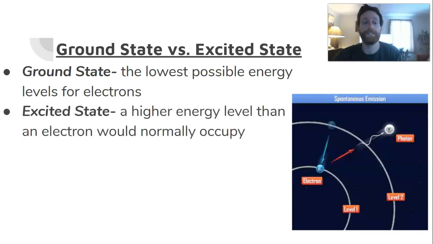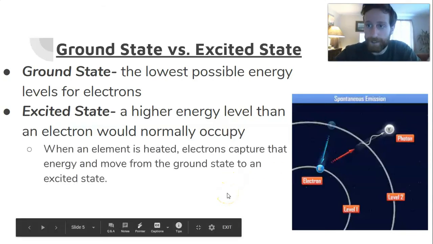A different state is an excited state, and that would be when the electron has moved up to a higher energy level than it would normally occupy. When the electron gains energy, we say it becomes excited.